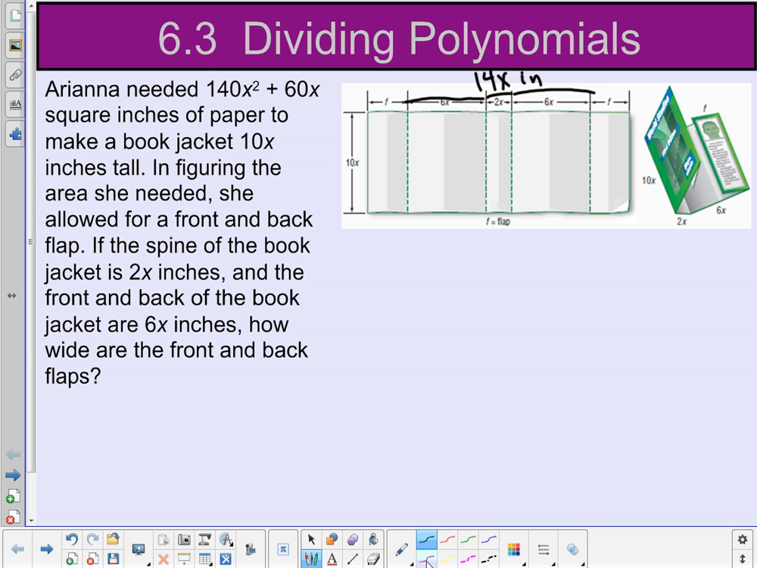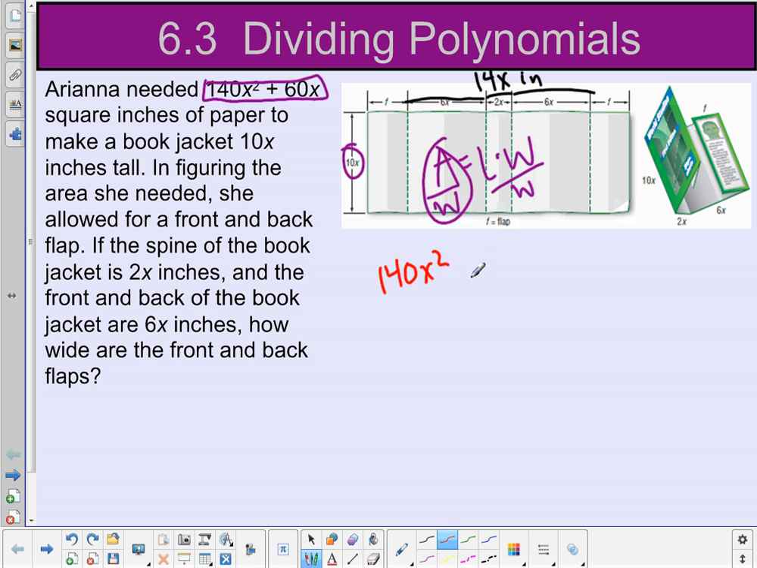So what I have to consider is, this is my area, and I know that area of a rectangle is equal to length times width. So if I want to get the length of the rectangle because I'm given the width, that means I need to divide by width. So I'm going to take the area and divide it by the width, which is 10x inches. So I've got 140x squared plus 60x, and those are going to be divided by 10x inches.